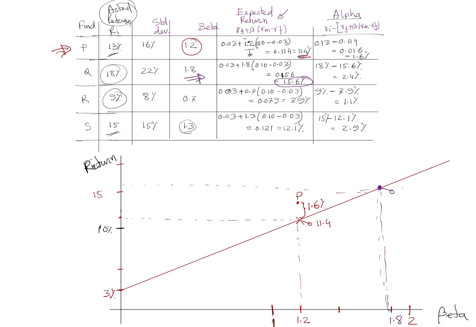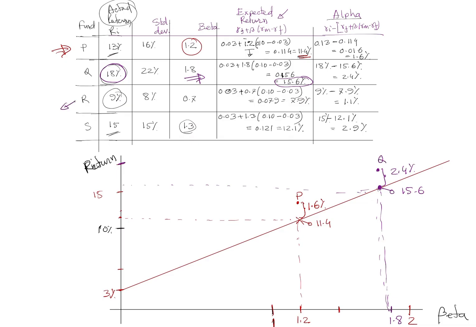So this is 15.6%. And the actual return of this one is 18%. So if this is 20, so somewhere in here below that. And the difference between 18 and 15.6 is 2.4%, right? So this is Q.